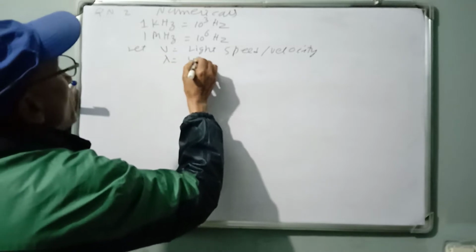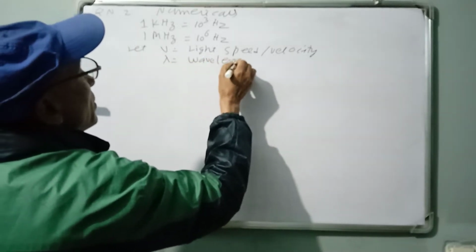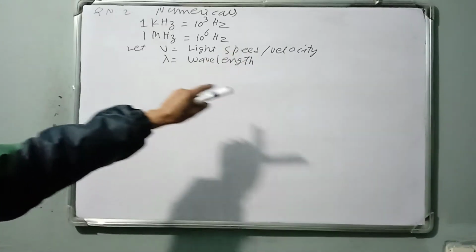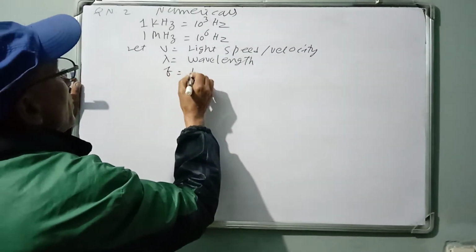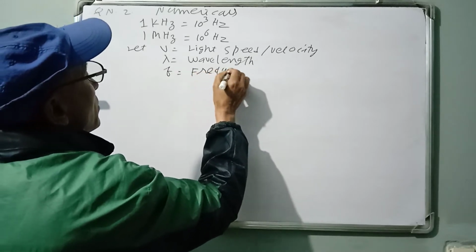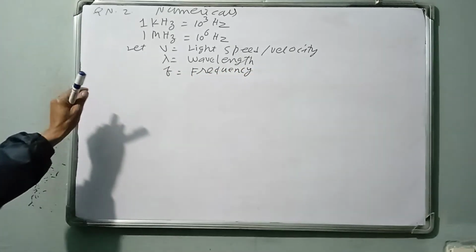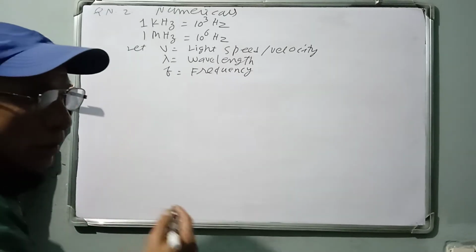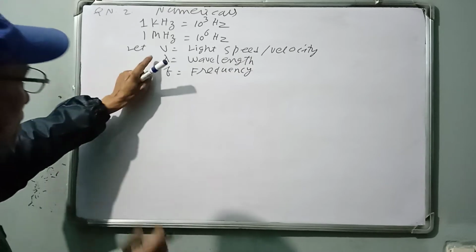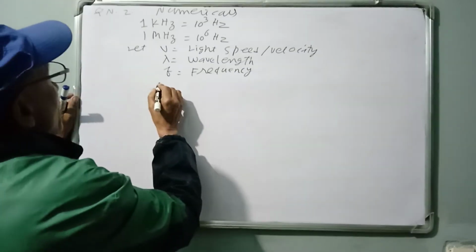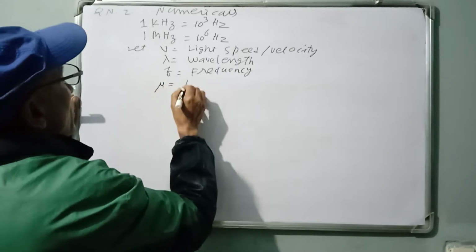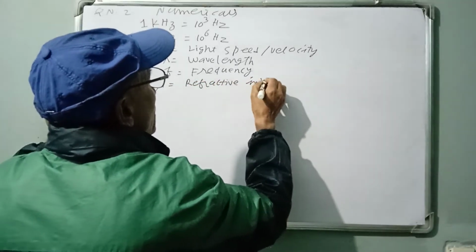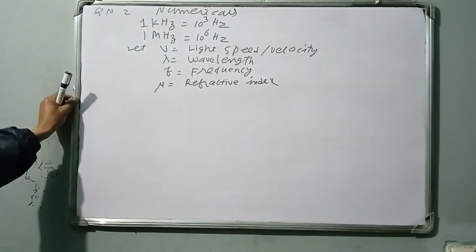This one, wavelength. And in the sound chapter, you will learn more. F for frequency. F for frequency. There are others. Main formula, V equals lambda f. Another is mu, refractive index. So let me write down the formula.